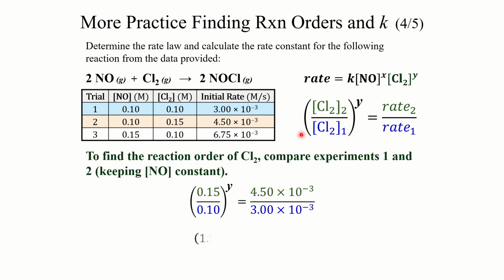So let's plug our values in. Concentration of Cl2 in trial 2, concentration of Cl2 in trial 1 plugged in here, and then rate 2 over rate 1. So 4.50 times 10 to the negative third divided by 3.00 times 10 to the negative third. This gives me 1.50 to the Y power equals 1.50. Because these two values are the same, we don't need to do that natural log trick, and we find then that Y equals 1. Cl2 is first order.